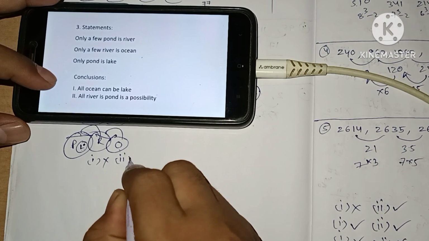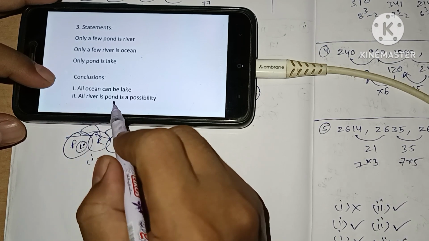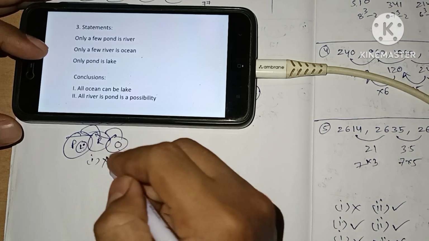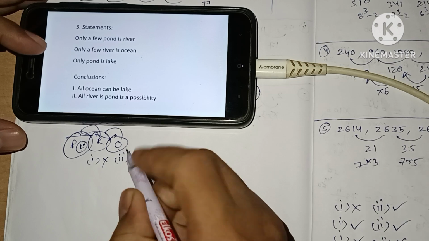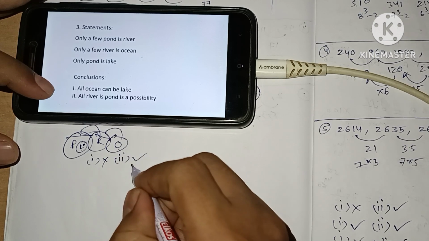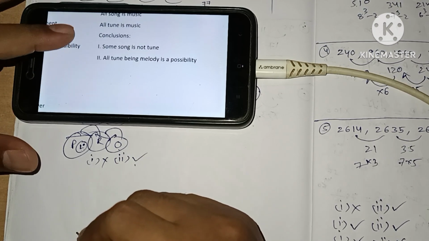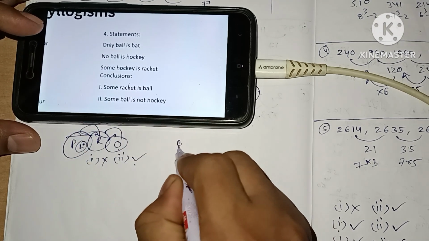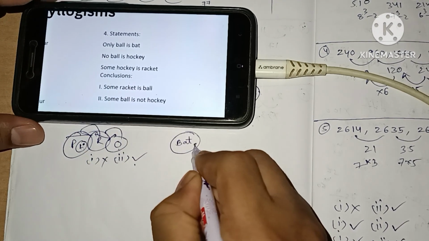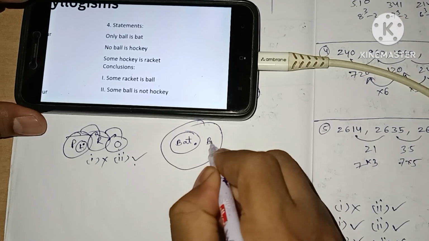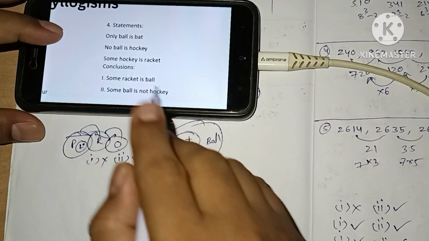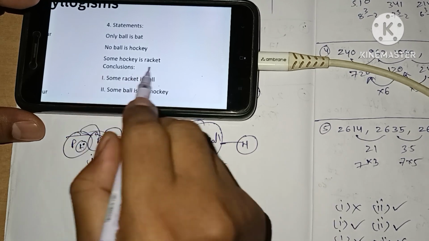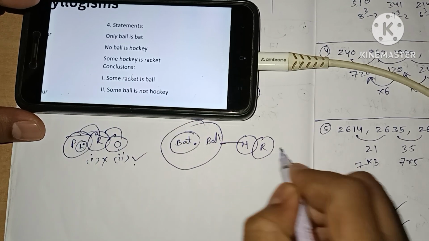Second conclusion. All river is a pond is a possibility. All river can be placed inside a pond. Yes, we can place and we can draw a possible diagram. So it is true. Next, we are going to see question number 4. Only ball is bat. So bat is inside ball and bat doesn't share with anything except ball. No ball is hockey.